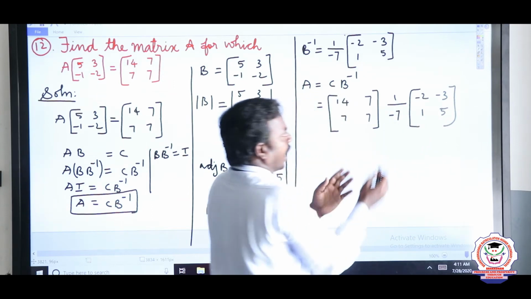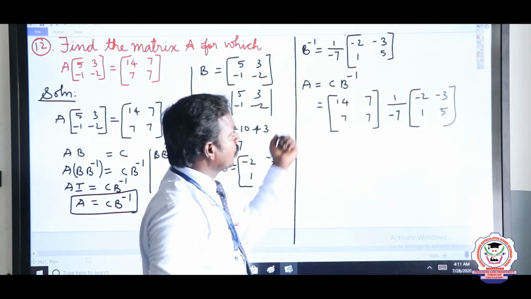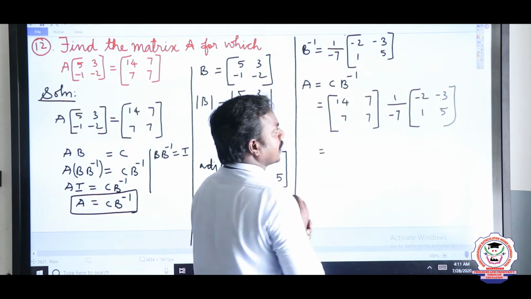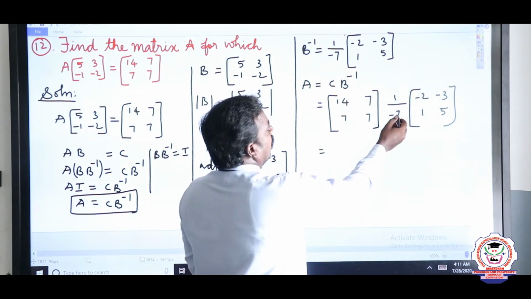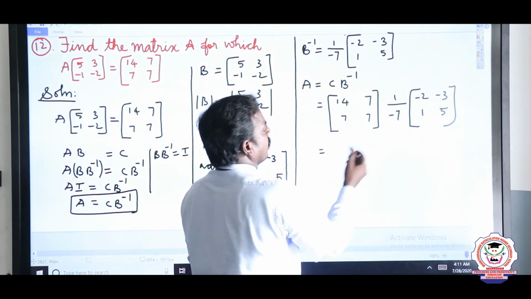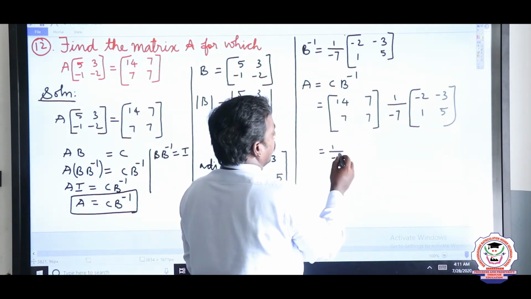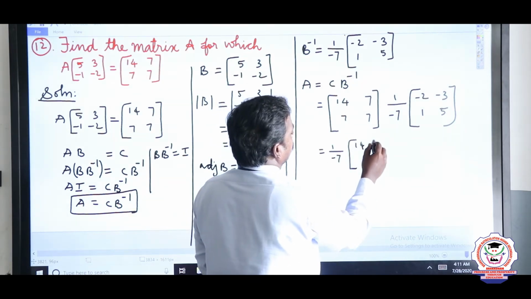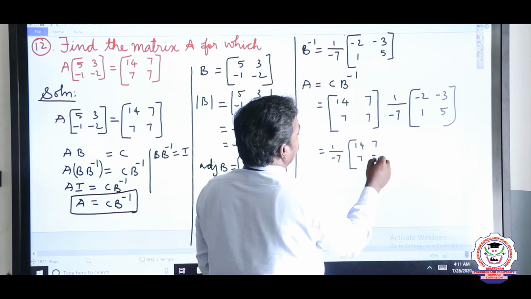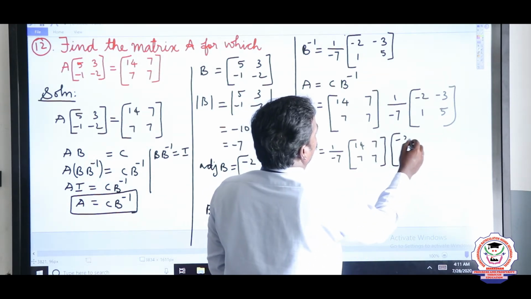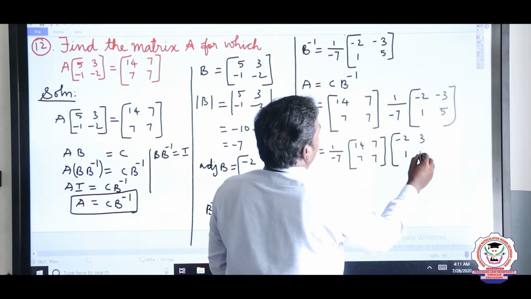Listen, 1 by minus 7 is a common number. So let us take it out, otherwise we would multiply it into every element of the matrix. So I am going to multiply this matrix by 1 by 7. So, 1 by minus 7 into, first write this 14 7 7 7. Listen dears, into -2 -3 1 5.